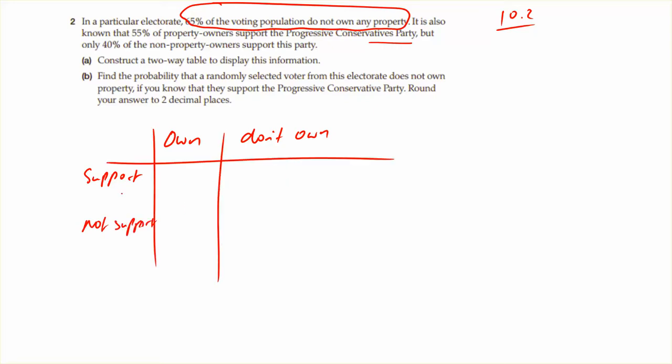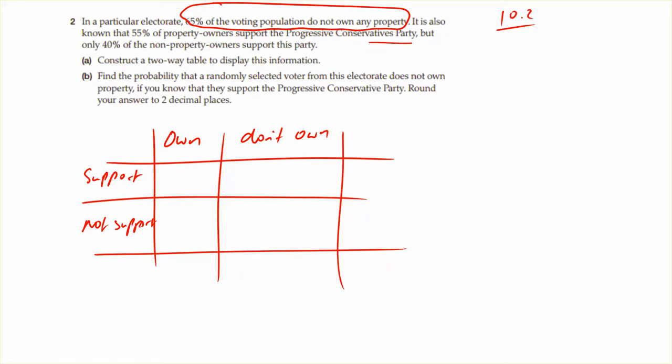So let's draw a two-way table and let's fill in some probabilities. We know that 65% of the population don't own any property, so the don't own column is 0.65. If 65% don't own property, we know the probabilities sum to 1, so that must be 1 minus 0.65, which is 0.35. Or, what value plus 0.65 gives you 1? It has to be 0.35.